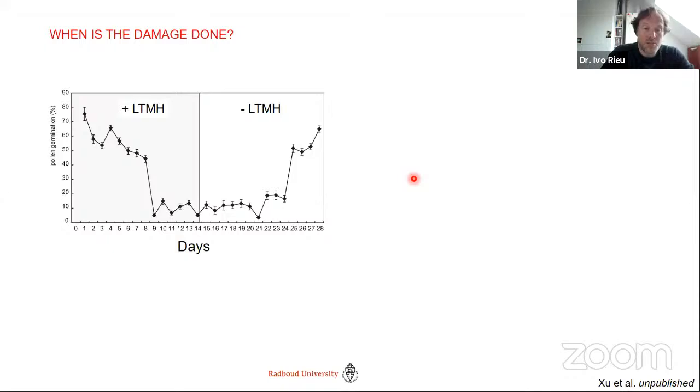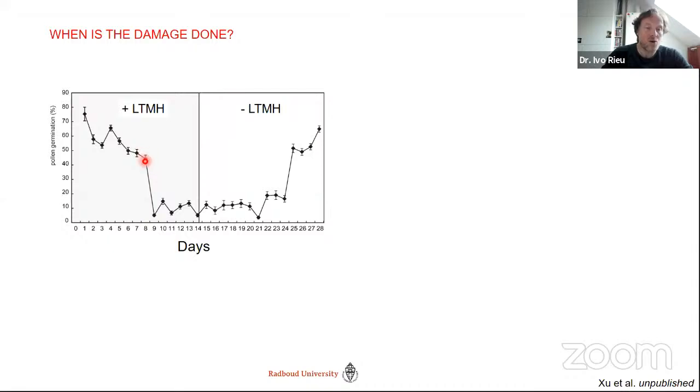So we did this experiment in which we followed all the open flowers on a plant starting from the day that the plant was put in long-term mild heat. This flower was an open flower on day 1, and it only had high temperature for 24 hours preceding the day, and there was no problem. Roughly, there's not a big problem until even 8 days.